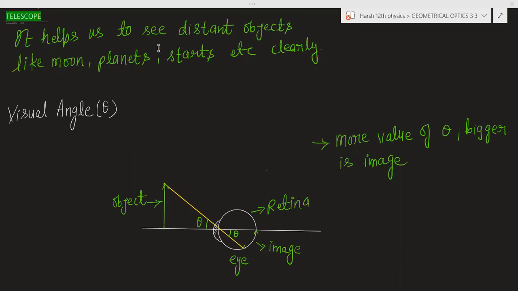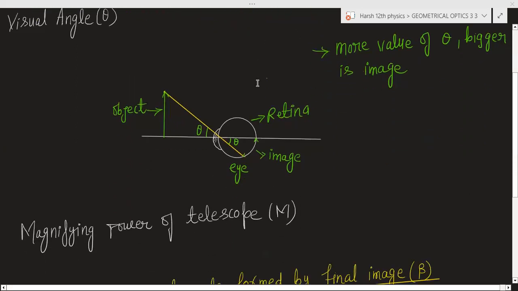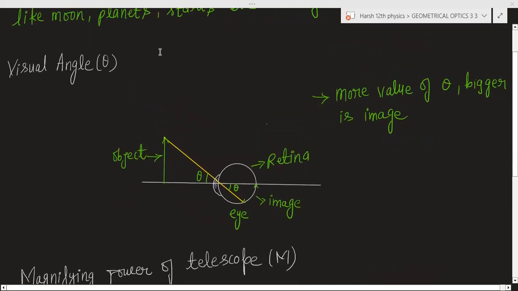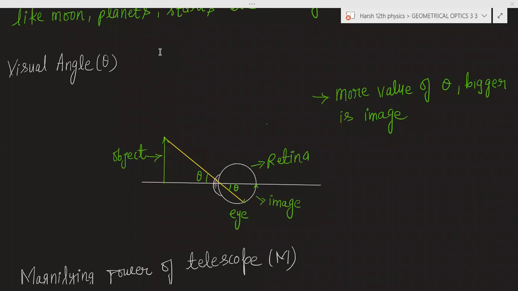So what is a telescope? A telescope helps us to see distant objects like the moon, planets, stars, etc. clearly. Now, there is one more thing: visual angle. I discussed this visual angle in the microscope also. Again, I am discussing what is visual angle. Suppose this is your eye, and this part of the eye is the retina. I told you the retina is basically a screen on which the image of the object is formed, and the retina has light-sensitive cells also, rods and cones, due to which electrical signals are generated, and those electrical signals are sent to the brain through the optic nerve. That is why we are able to see the image of an object.